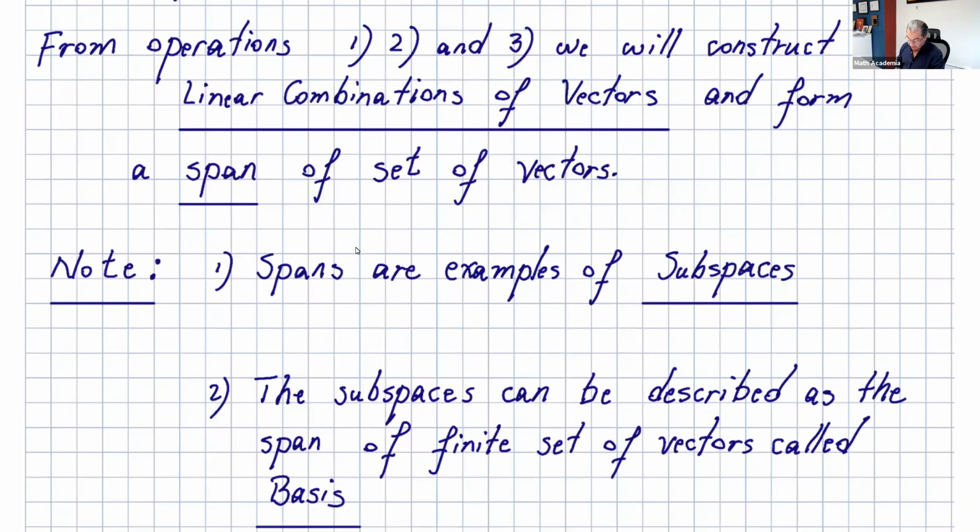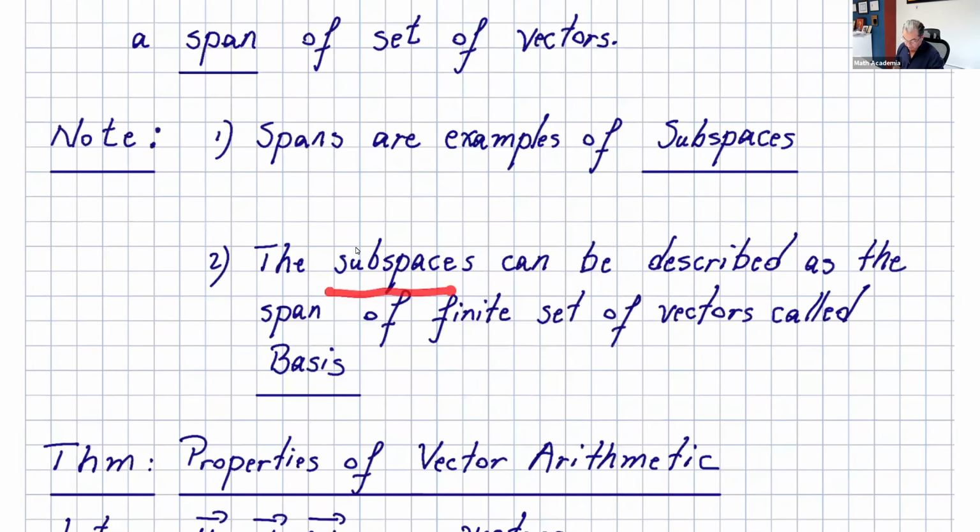Now, spans are examples of subspaces. We can have a vector space and we can have subspaces. These are also vector spaces, the subspaces. Again, I underlined this word, so I want you to remember it. Subspaces can be described as the span of a finite set of vectors called a basis. It means if you have a basis, and remember this again, the details you're going to see in the next videos, you can form a subspace in that vector space.